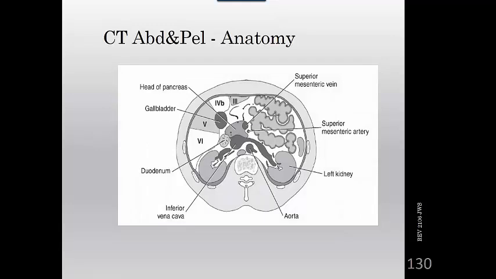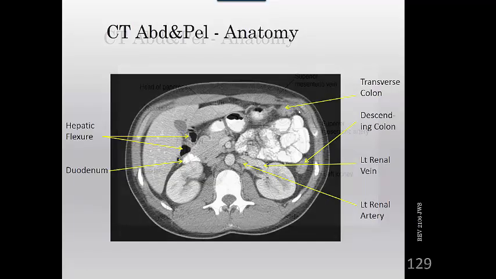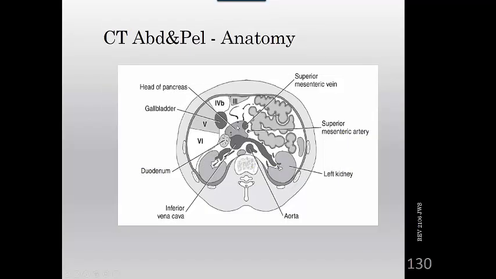And this is just a diagram of the abdomen that you can look for, and it's close to similar to what we just saw in the axial slice here. The head of pancreas is coming up, and there's a superior mesenteric vein, superior mesenteric artery below that, left kidney, inferior vena cava, and then the renal vein coming across. There's the aorta in the back.